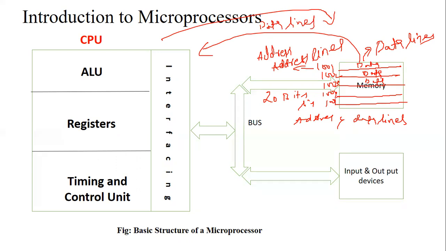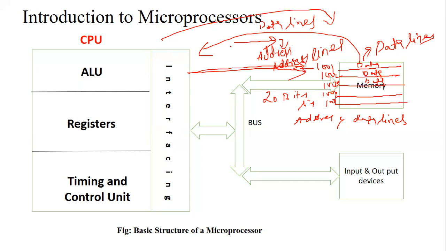Remember, these data lines are bidirectional, but address lines are only unidirectional. You can send the information from the CPU to the memory, and on the same lines get the data from memory to the CPU. But address lines are unidirectional. That means you can only send the information from the CPU to the memory, in one direction only.